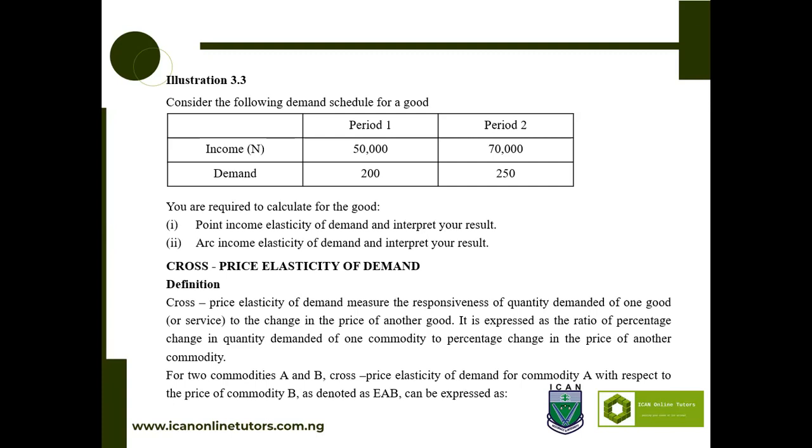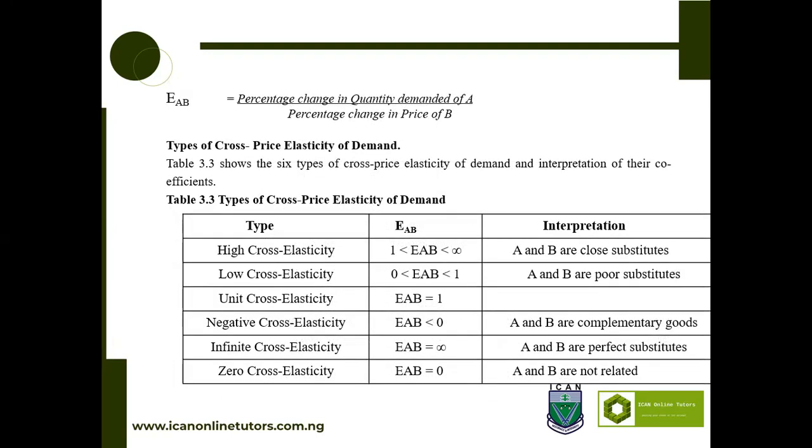So cross-price elasticity of demand measures the change in quantity demanded of one good or service to the change in price of another good. For two commodities, A and B, the cross-price elasticity of demand for commodity A with respect to the price of commodity B is denoted as EAB. The computation is the percentage change in quantity demanded of A divided by the percentage change in price of B.